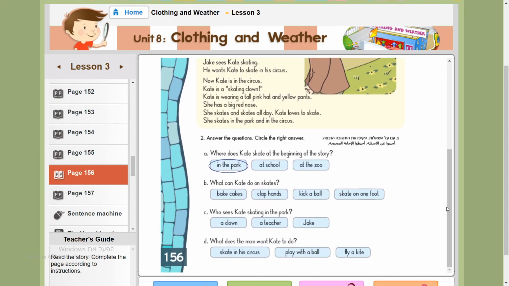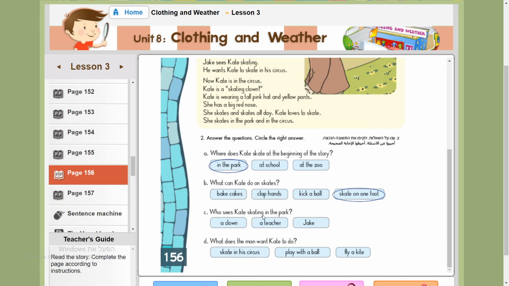Okay. What can Kate do on skates? What can she do? Bake cakes, clap hands, kick a ball, or skate on one foot. So she can skate on one foot. Also, she can clap hands. Okay, she can clap her hands on one foot. Great.